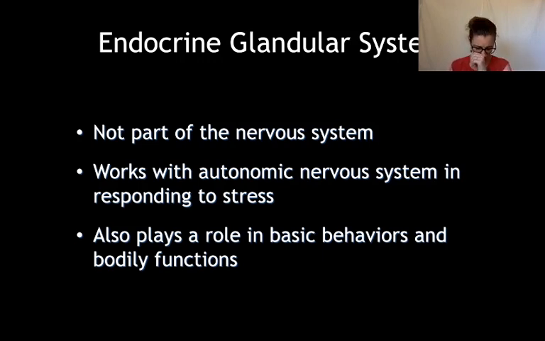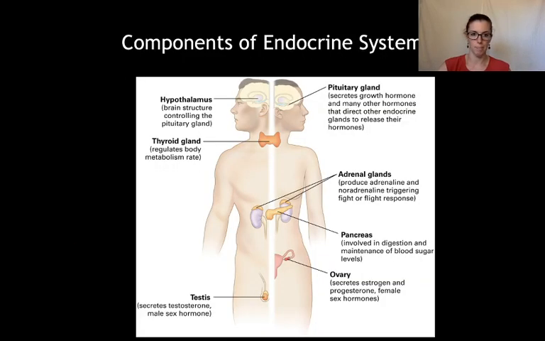Also, you probably know a lot about some of the glands that are included in the endocrine system, and that'll help you say, oh yeah, okay, the glands, basic behaviors, and bodily functions. So let's look at what those are. Glands secrete hormones, yep. So the components of the endocrine system are the pituitary gland, the thyroid gland, the adrenal glands, pancreas, ovaries, and testes.